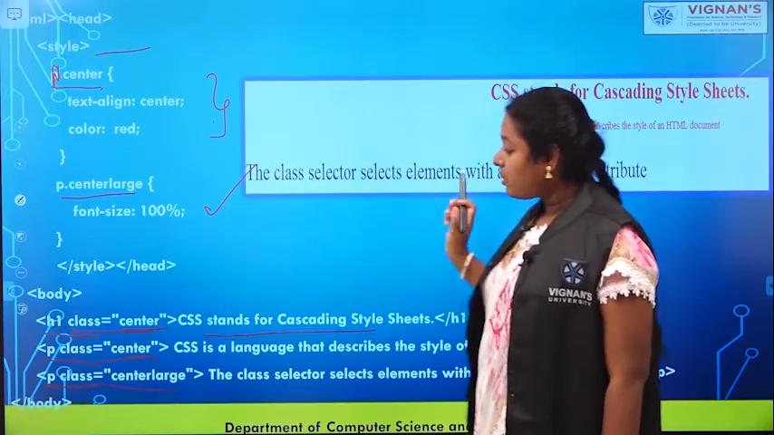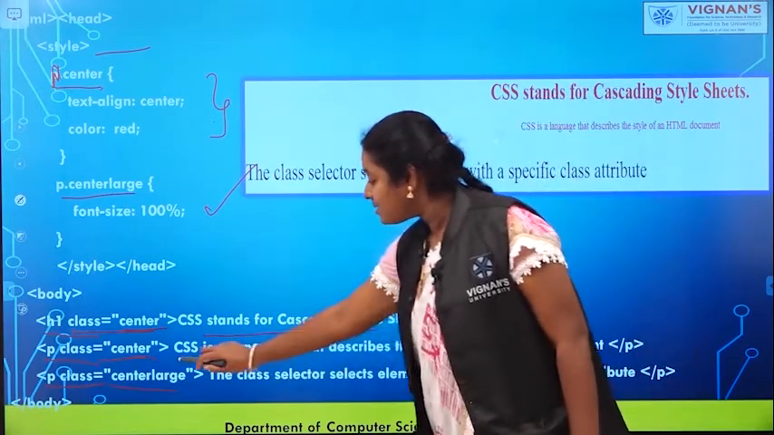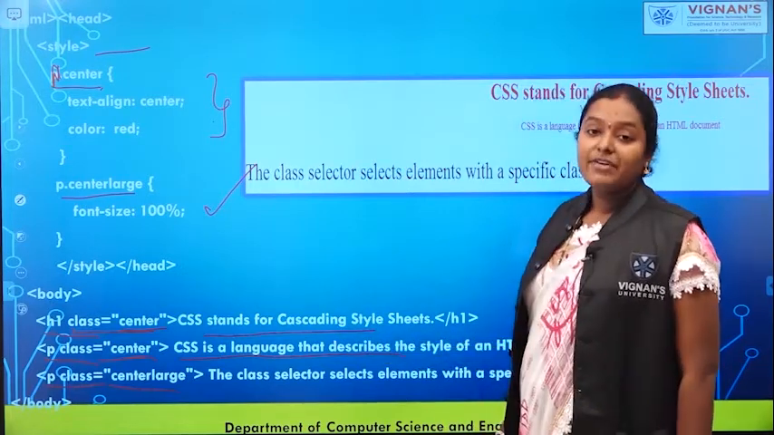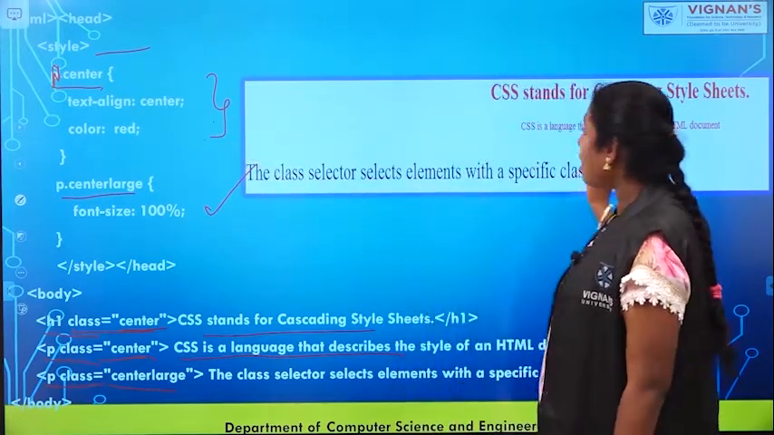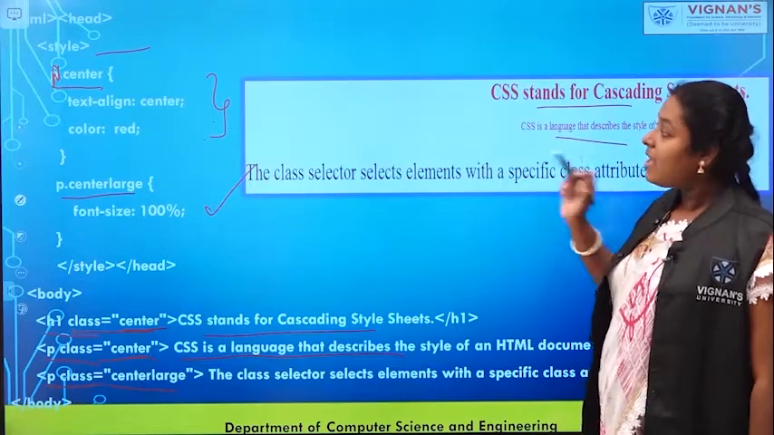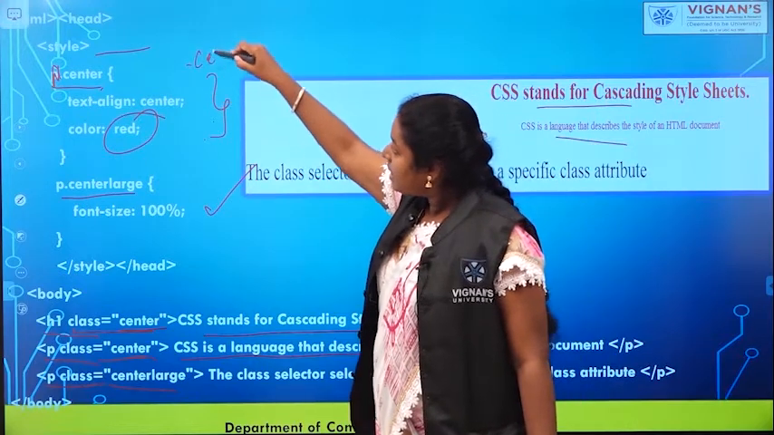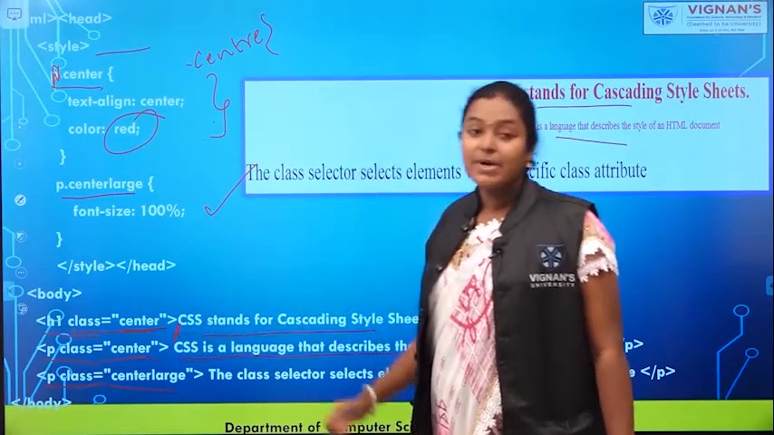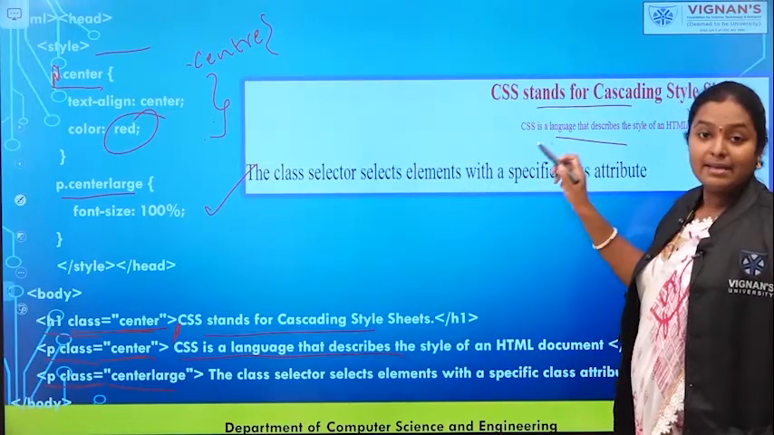If you see in this output, within the h1 tag I had written CSS stands for cascading style sheets. And the next tag, with class equal to center, says CSS is a language that describes the style of an HTML document. So for these two tags, these properties must be applied. If you see in the output, those two tags are in center alignment with a color red. So dot center is the class name for these two tags, the h1 tag and the p tag. For those two tags, the alignment is center and the color is red.